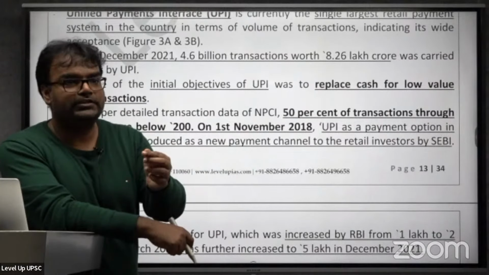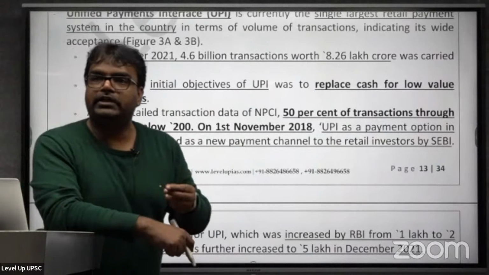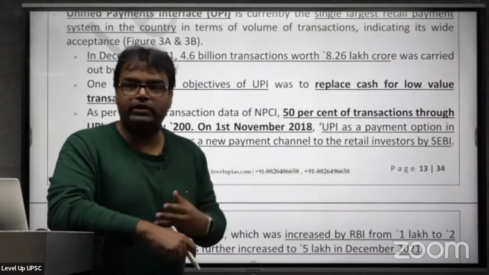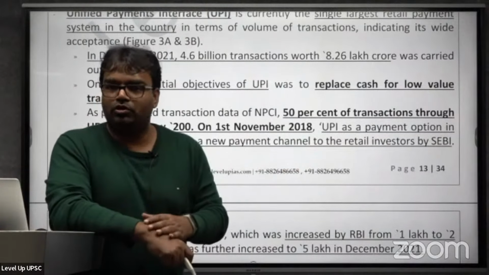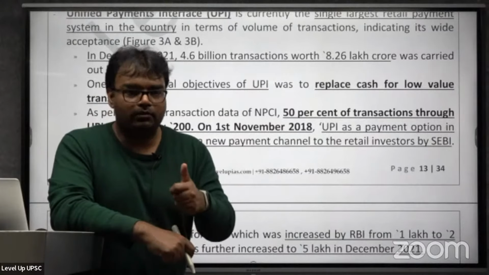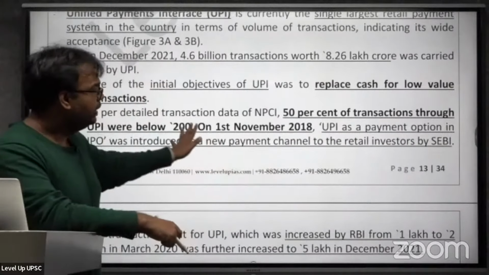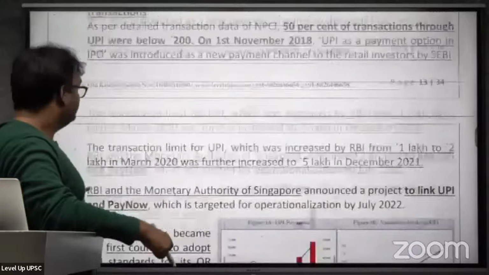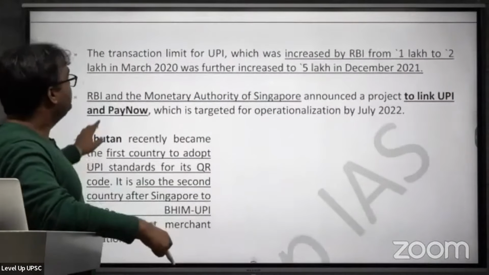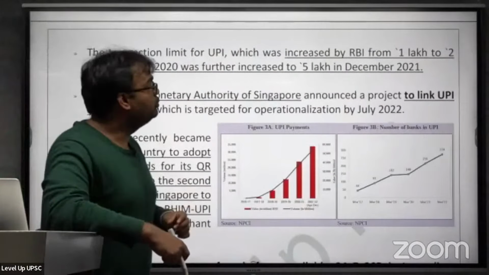Cash is being replaced. Rather than paying in cash to your vegetable vendor, to your momo vendor, to your bookshop person, we are more and more using UPI. In this we have been successful. Then the transaction limit for UPI was also changed.